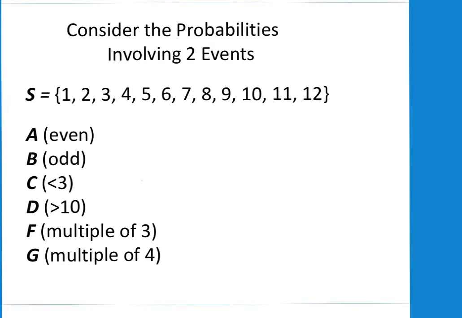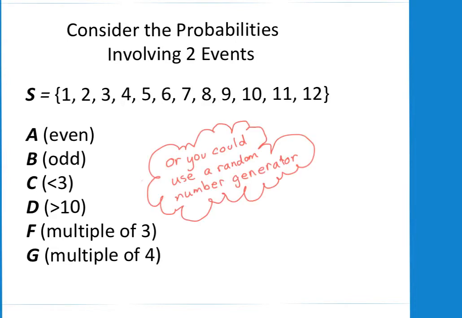Okay, let's talk about this setup. We're going to consider the probabilities involving two events. And we said an event was a collection of outcomes. And a sample space, which is represented here by this S, is all the possible outcomes you could have if you run a trial. So for instance, if you write these numbers on ping pong balls and put them in a big bowl, close your eyes, stir them up, and grab one, you would be randomly selecting one of these 12 outcomes.